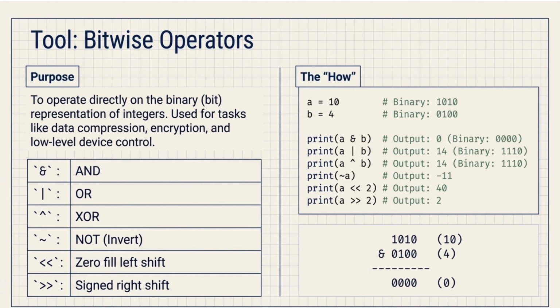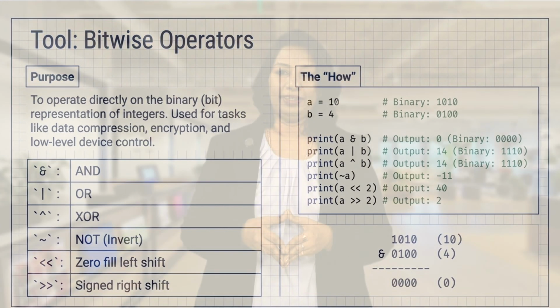In XOR, the result is 1 only if the bits are different. NOT flips every bit: 1 becomes 0, 0 becomes 1. The left shift moves the bits to the left, adding zeros at the end, and the right shift moves the bits to the right, removing bits from the end.